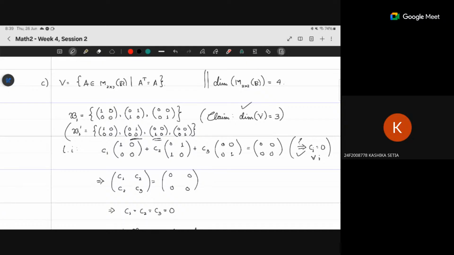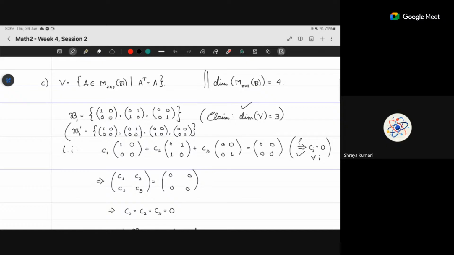No. The off-diagonal elements should be mirrored, right? Aij should be equal to Aji. In this case, A12 is not equal to A21. So these are not elements from your vector space itself. So if you want a basis of the given vector space, then you need to consider elements in the vector space. That is why we have the second element to be 0, 1, 1, 0.